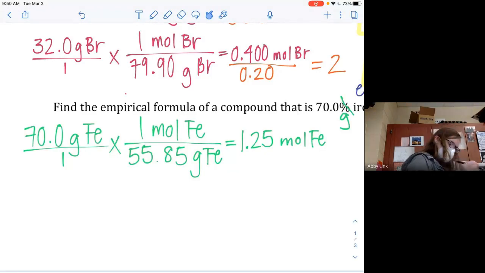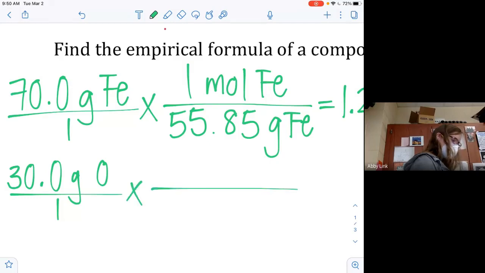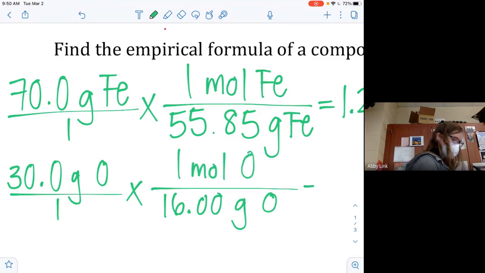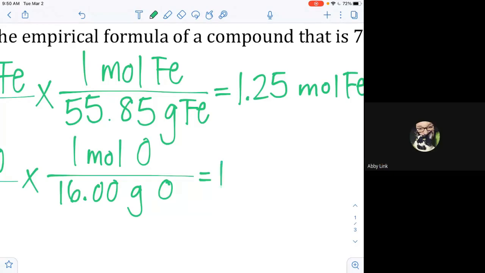Let's do the same thing with our 30 grams of oxygen. Oxygen's molar mass rounded to 2 decimal places comes out to be 16.00. And 1 mole of oxygen on the top. Again, 30.0 has 3 sig figs, so I'm looking for 3 significant figures in my answer. Divide that out, I get 1.88 moles of oxygen.